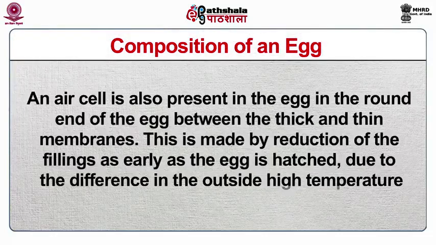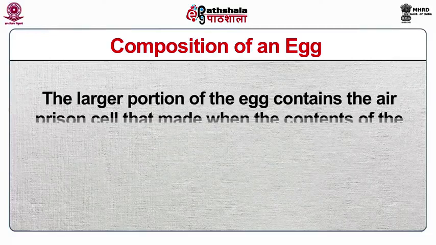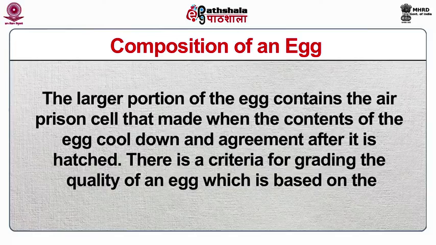An air cell is also present in the egg, at the round end of the egg, between the thick and thin membrane. This is formed by contraction of the contents soon after the egg is laid due to the difference from the outside high temperature. The larger end of the egg contains the air cell that is made when the contents of the egg cool down and contract after it is laid.